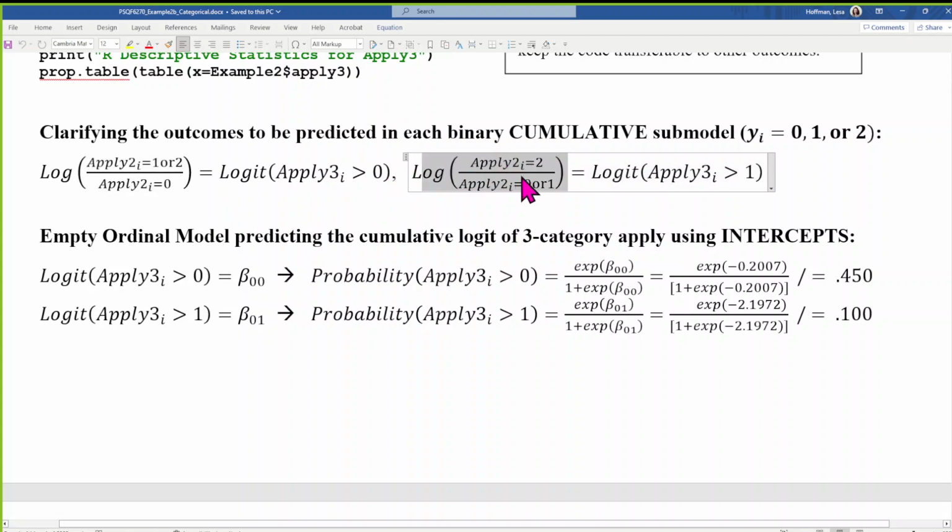In the second submodel, the 1 is an answer of 2, and the 0 is an answer of 0 or 1. So rather than saying 0 or 1, I'm going to say higher or lower. Are we cool with that? So these models are going to predict the logit of the probability of the upper choice instead of the lower choice. I'm abbreviating that with a simpler notation in what follows, the logit of apply greater than 0 or the logit of apply greater than 1. So apply 3 is the name of our outcome variable today because we've got 3 categories in it.